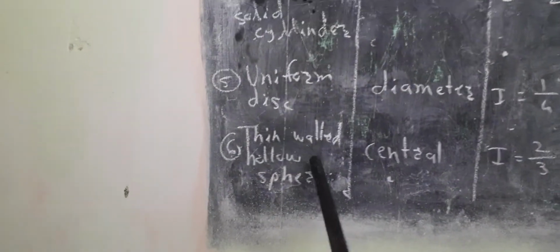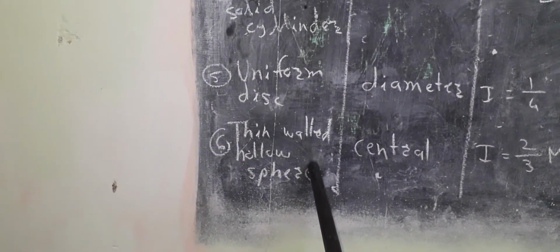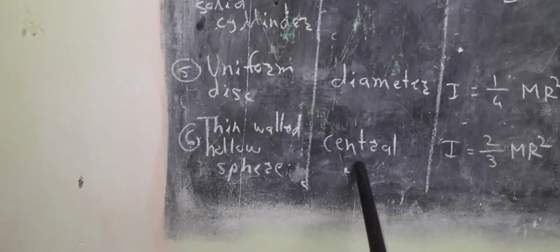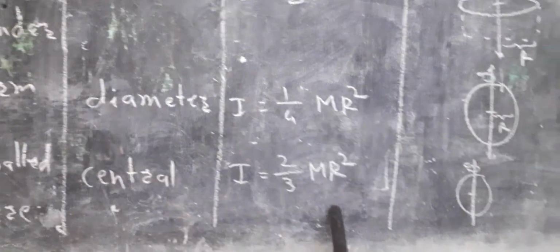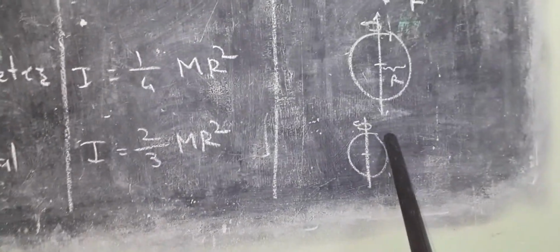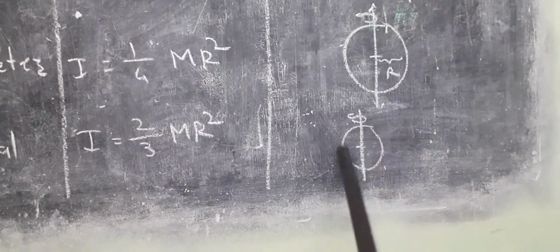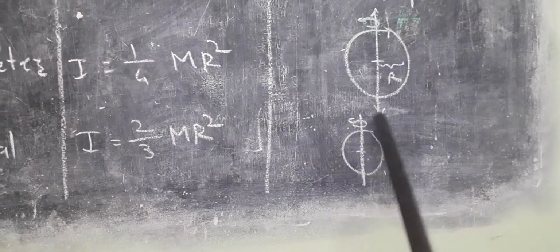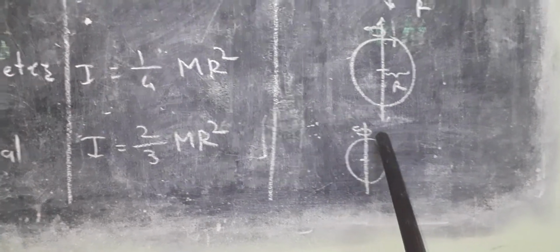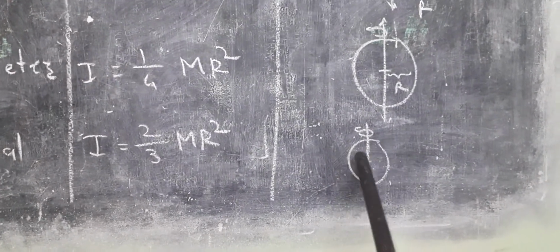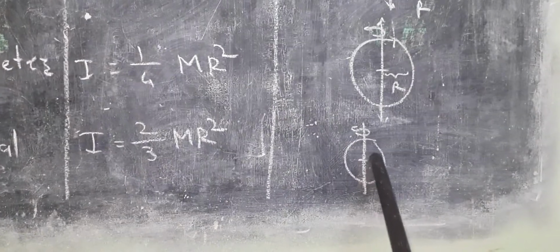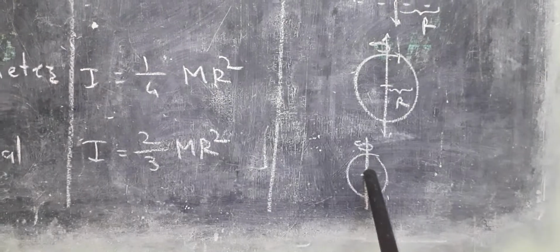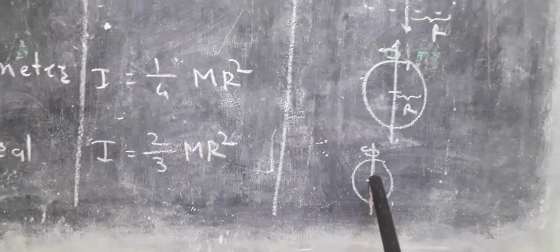Difference is there. Then number 6, thin walled hollow sphere. Again axis is central and value of moment of inertia is 2 upon 3 mr square, and we should know this diagram. Hollow sphere, emptiness is there, only boundary is there, just like a circle, a three-dimensional figure. It is a sphere and axis passing through center of body, point of symmetry, midpoint, center of the sphere.